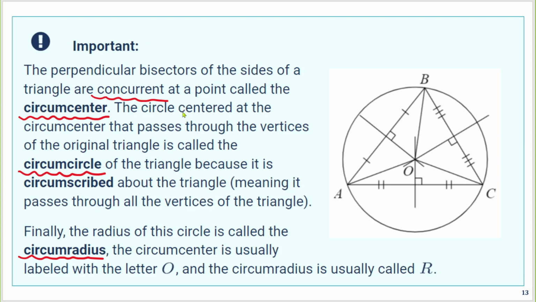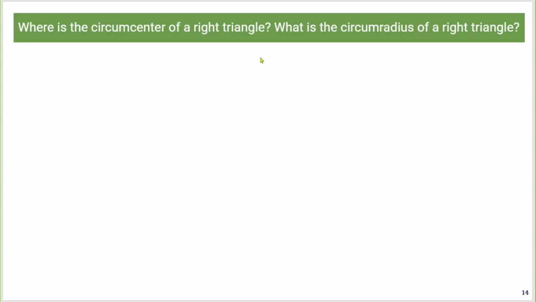All right, next let's consider an exercise. Where is the circumcenter of a right triangle? What is the circumradius of a right triangle? Can you make a reasonable guess and prove your reasoning?